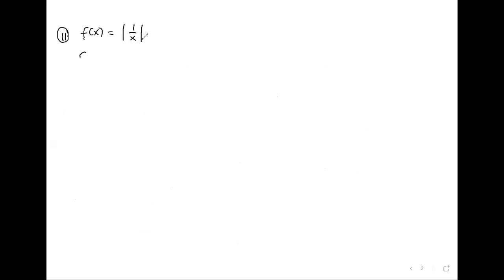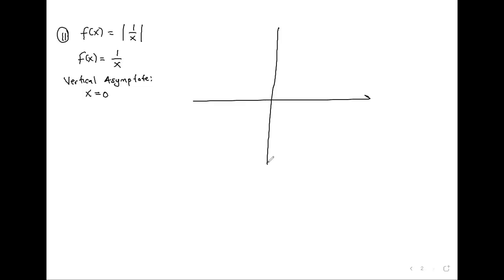First thing, we ignore the absolute value. We just get 1 over x. And then get the vertical asymptote. The vertical asymptote, you equate the denominator to 0. So it means x is equal to 0. When sketching, x is equal to 0, which is the y-axis. This is our vertical asymptote.